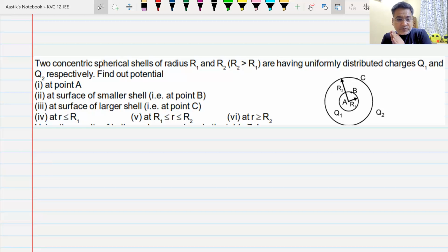Find out the potential at point A, which is the center, at the surface of the smaller shell, point B, and at the surface of the larger shell, point C. So you have 2 minutes to do this. You don't have to do anything extravagant. Just do simple things and you will land up with your answer.